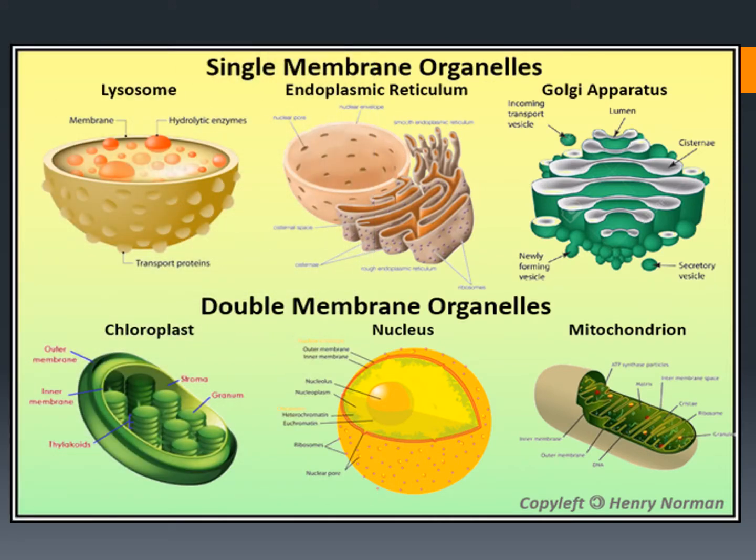This diagram shows different organelles which also have cell membrane. You can see lysosomes, endoplasmic reticulum, and Golgi bodies are single membrane organelles. And chloroplasts, nucleus and mitochondrion are double membrane organelles. We will discuss all these in detail in this chapter and it will be more clear to you. Can you tell which type of cell contains all these organelles? Yes. Eukaryotic cell. All these organelles are absent in prokaryotic cell.